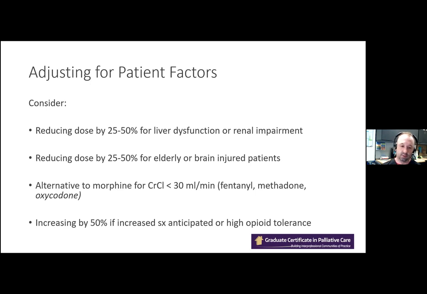So instead of a standard 4-hour dosing in an outpatient setting, you might be looking at 6 hours. And then consider increasing the dose by 50% for someone who's still having active symptoms, where what we're doing right now isn't cutting it, or if they have an anticipated or history of high opioid tolerance.